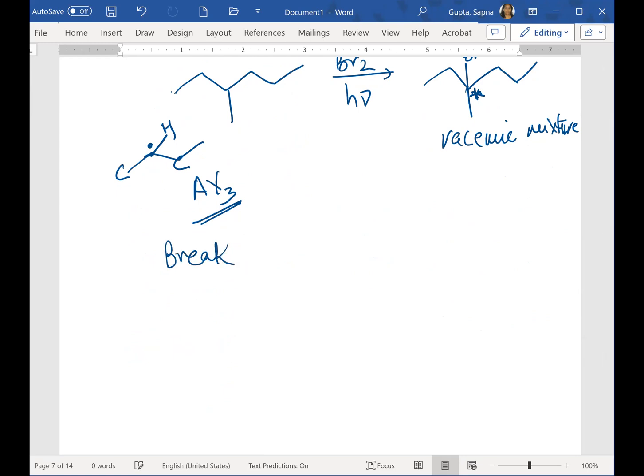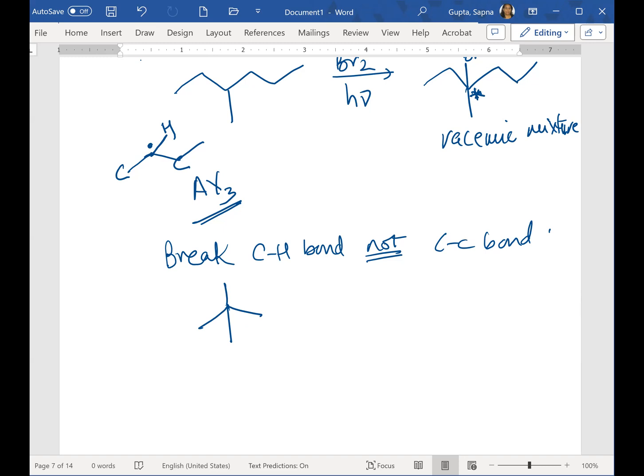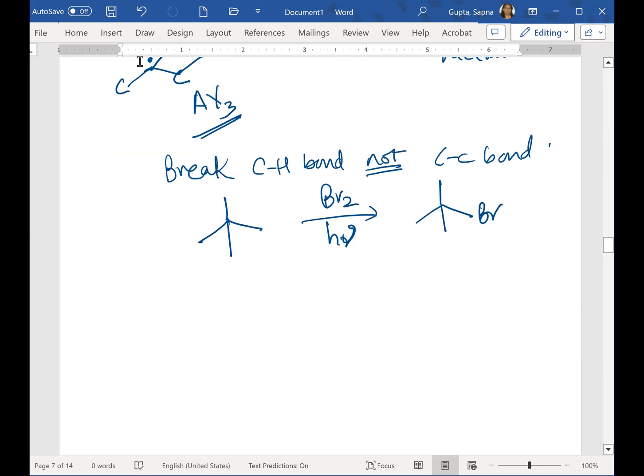The other thing I want to emphasize is break the CH bond, not the CC bond. So if I ask you for a substitution reaction on something like this, what's going to happen in this case? And if you give me this, then I know we have issues.